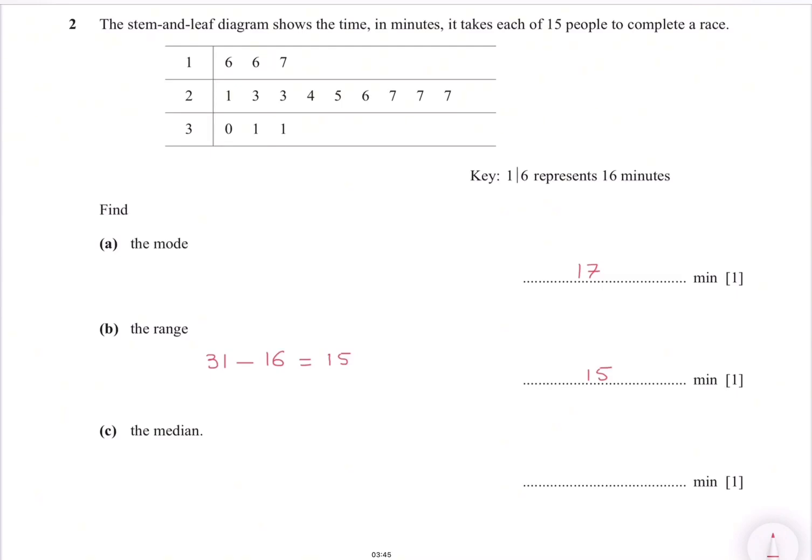Median is the middle number. So you divide the total number, 15, which is given to you, by 2. You will get 7.5, and round it off to 8. Now start counting from the start: 1, 2, 3, 4, 5, 6, 7 and 8 is 25. So this is the median. So 25 is your answer as the median.